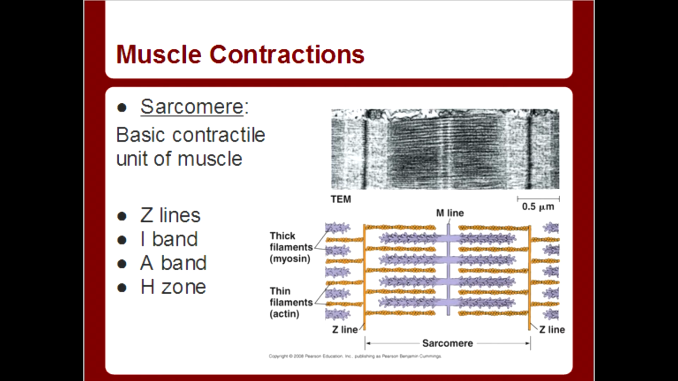There are the Z lines, which are the borders of the sarcomere, and they're just thin filaments. And the I band is the part of the sarcomere that is only thin filaments, just actin. And then the A band is the broad region corresponding to the length of the thick filaments. So it's not the thick filaments themselves, it's just the length of the thick filaments. And the H zone is the center of the A zone that contains only thick filaments.